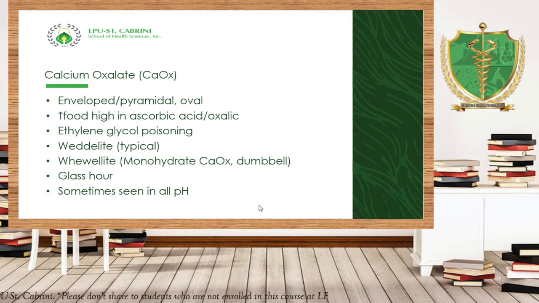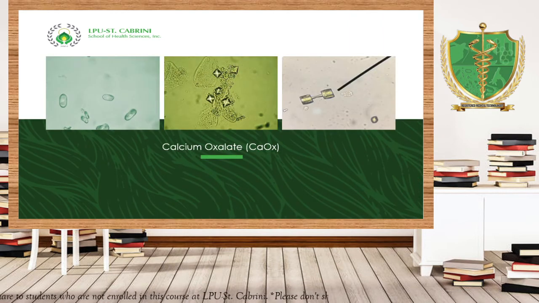Sometimes, calcium oxalate may be seen in all pH, but usually, it is seen in acidic pH. Okay? So, this is our monohydrate calcium oxalate, whewellite. This is our dumbbell shape. Okay? This is a dumbbell shape na calcium oxalate. Talaga pong nakakakita ng mga ganyang structure, and once in a lifetime lang ikaw makakakita ng mga dumbbell shape sa iyong buhay. This is the weddellite, the calcium oxalate envelope shape.